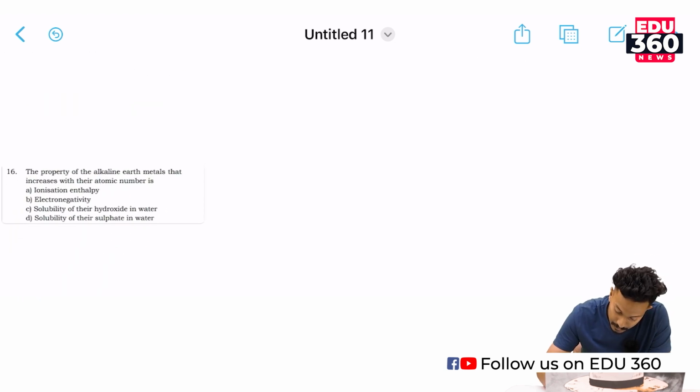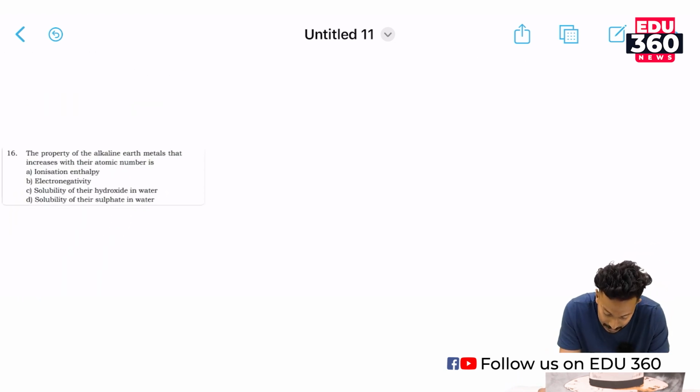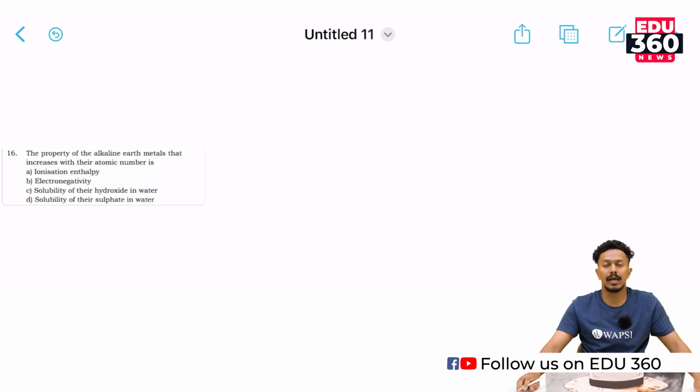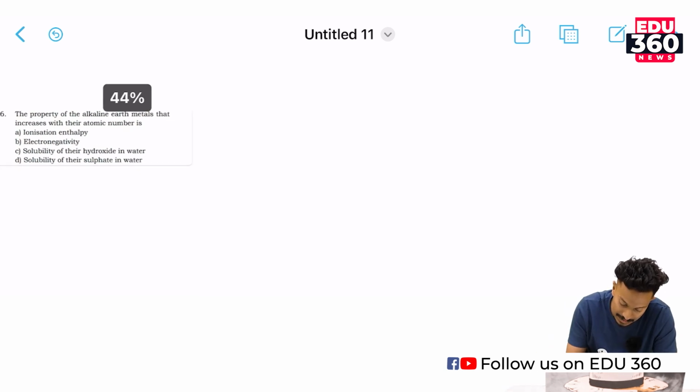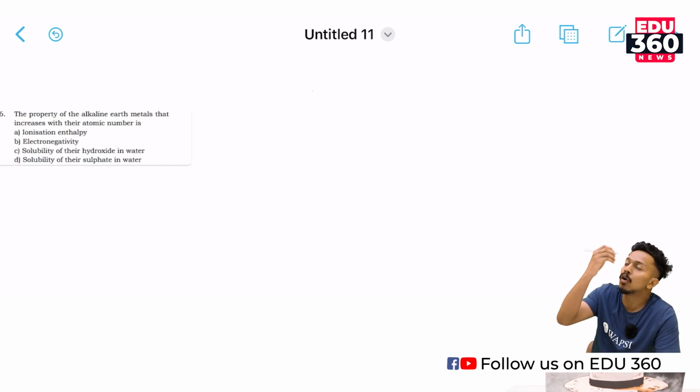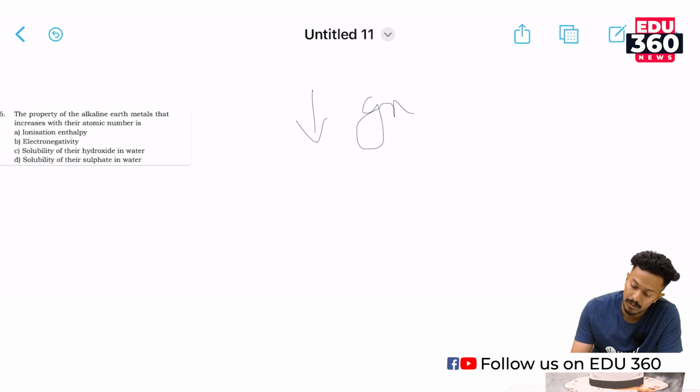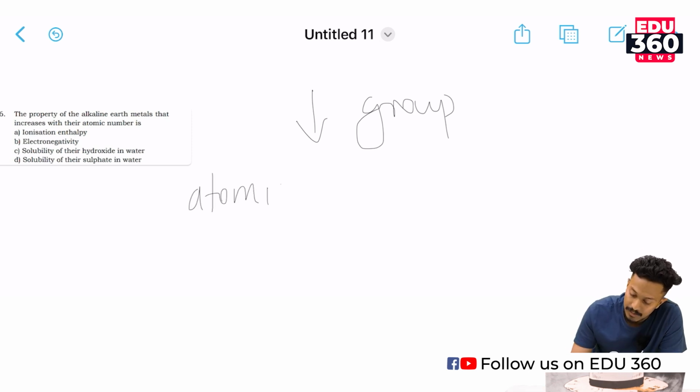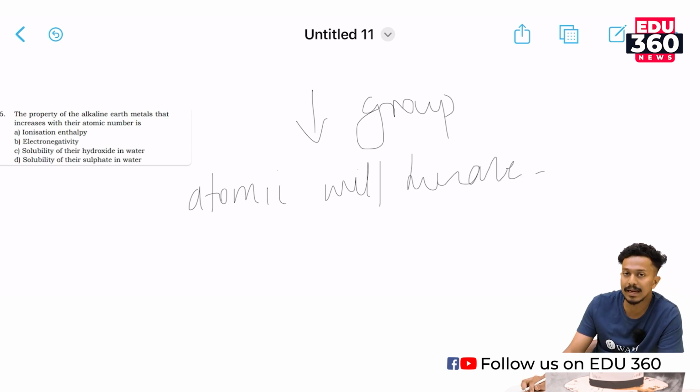Moving on to our next question. The property of alkaline earth metals that increases with their atomic number is? Okay, properties of alkaline earth metals. What are the alkaline earth metals? Beryllium, magnesium, calcium, strontium, barium. These are the alkaline earth metals. Am I right? Yes. So along the downward group, the atomic radii will increase. Yes, atomic radii increase down the group in alkaline earth metals.